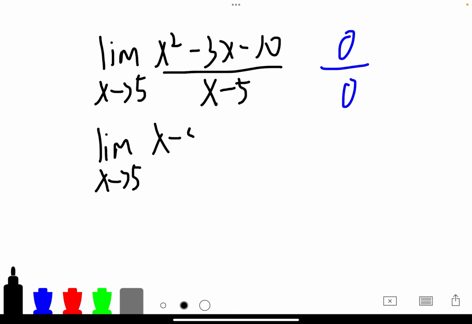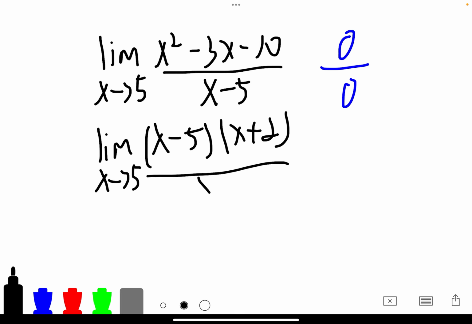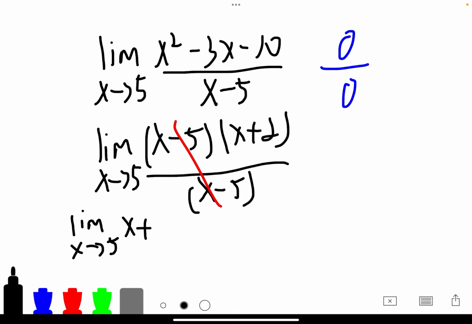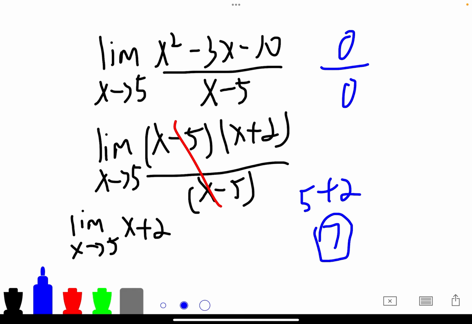So it would be x minus 5, x plus 2, over x minus 5. And so these groups are canceling each other. And so the limit as x approaches 5, you always want to bring down the notation until you substitute back in. So x plus 2 with x as 5, 5 plus 2, and that will give you 7.